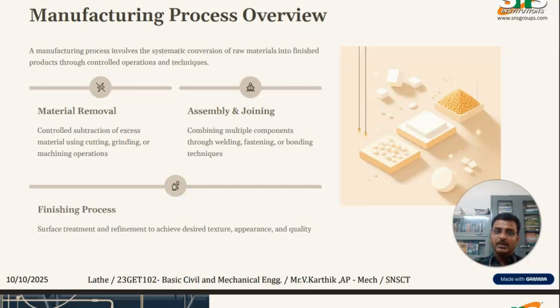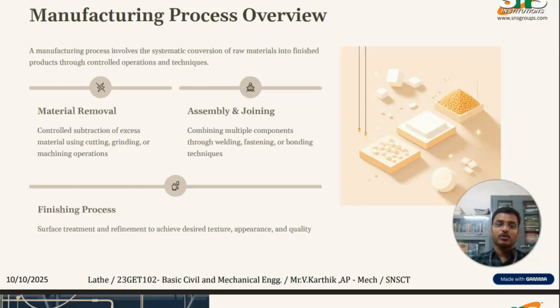Manufacturing process is one of the major areas in mechanical engineering, where the raw materials are converted into products with the help of some of the machines and its operations. Here the definition given is: the manufacturing process involves the systematic conversion of the raw material into the finished products through controlled operations and techniques. Where here in the manufacturing process, from the raw material in the inventory to the product, some of the operations have to be carried out. Then the material removal and assembly and joining.